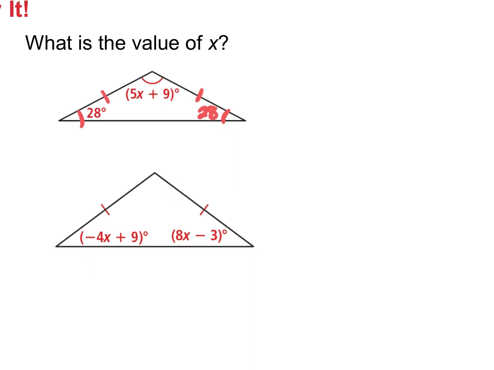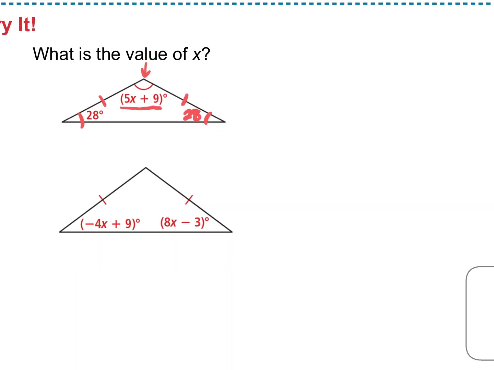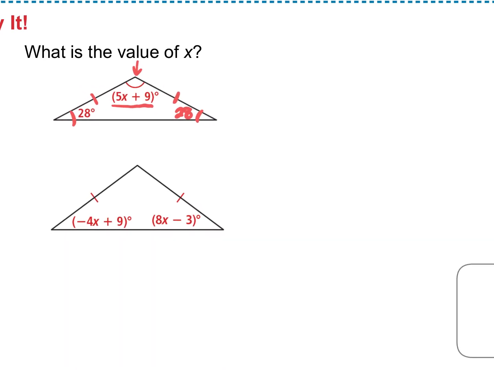Now let's actually answer the question. What is the value of x? They give us this 5x plus 9. That's equal to that top angle. How can we solve for x here? We need to set up some sort of equation to get us there. Add the two bottom angles. Start there. What's 28 plus 28? 56. Now you take 180 minus that, and you set that equal to that. You're exactly right.